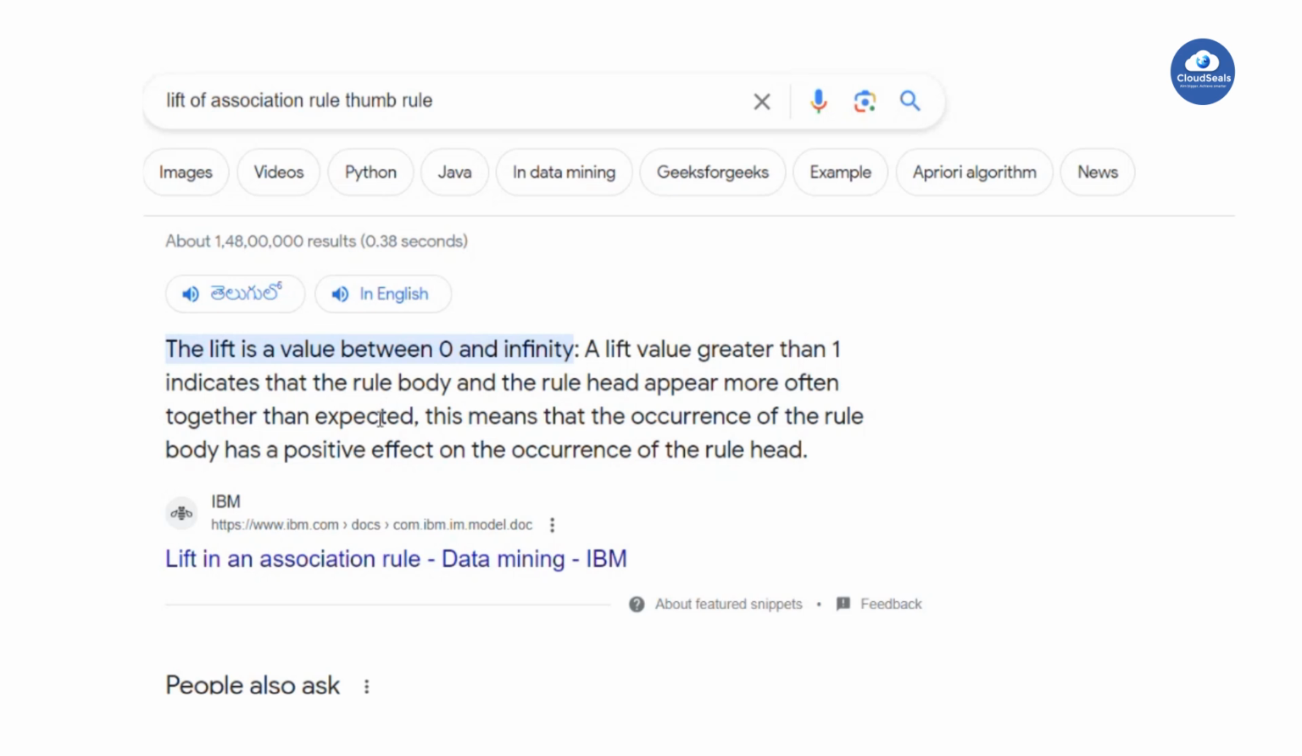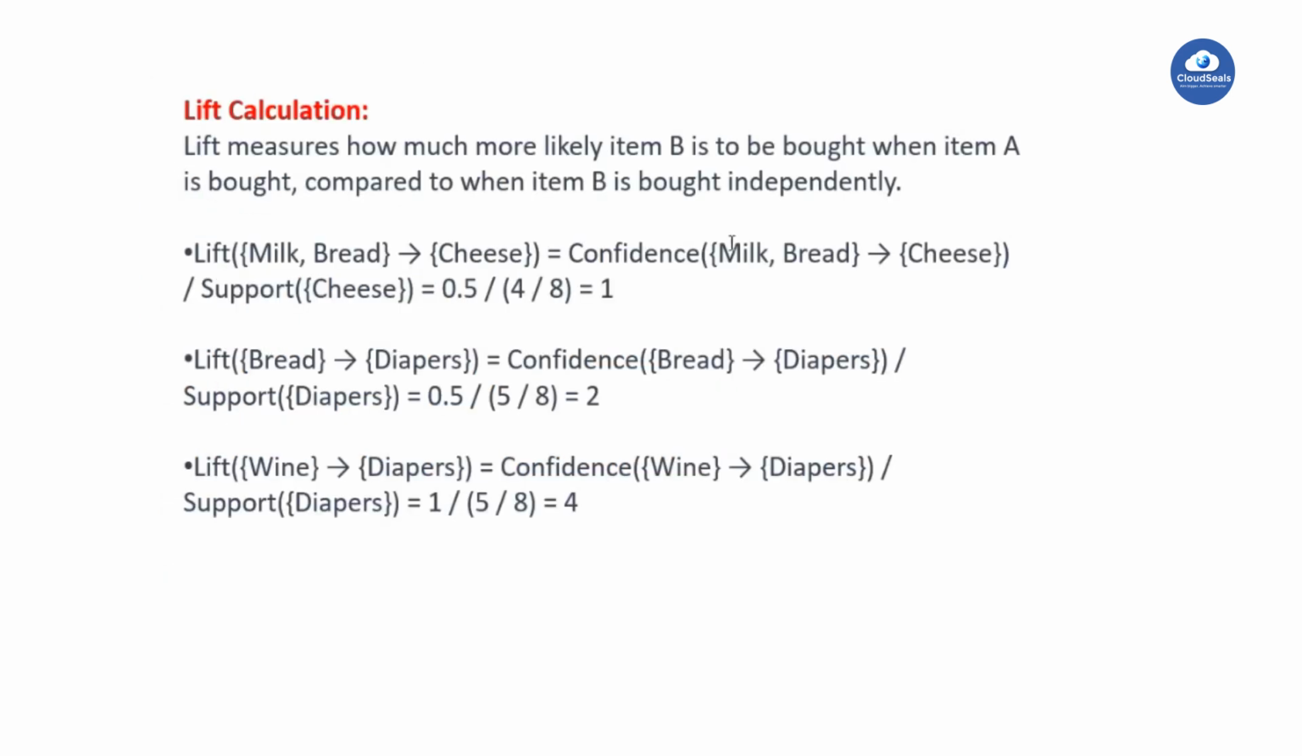Whatever we are expecting, more than that, it will happen. But if the lift value is less than 1, that means there may be a chance it won't happen. There might be a chance to fail also. That is the main intuition of the lift.